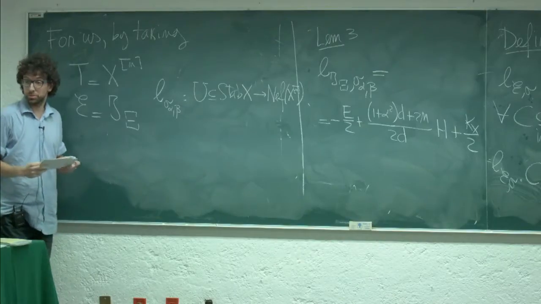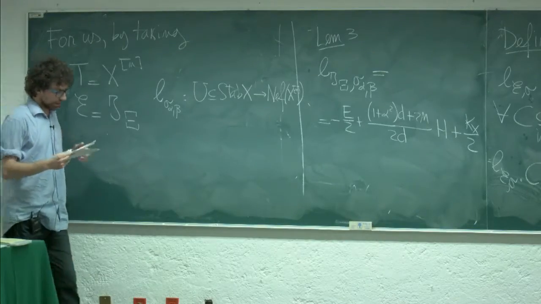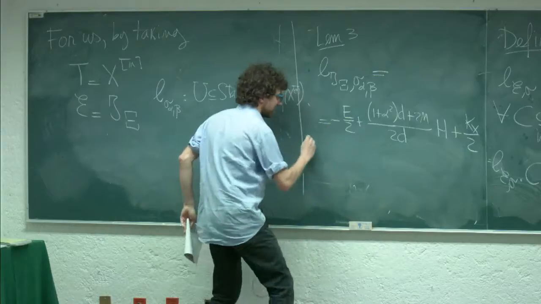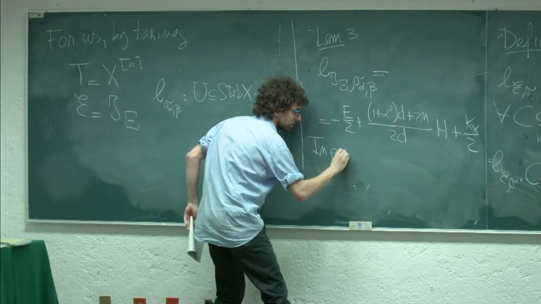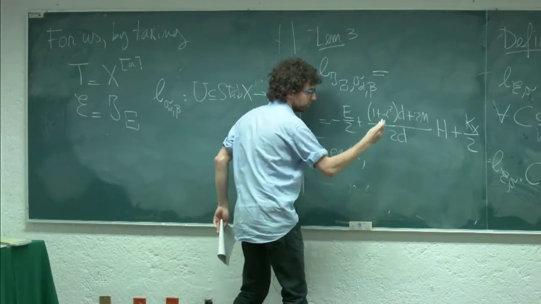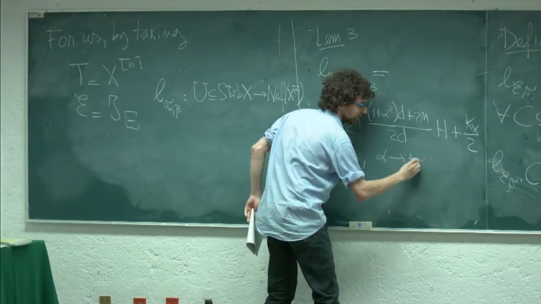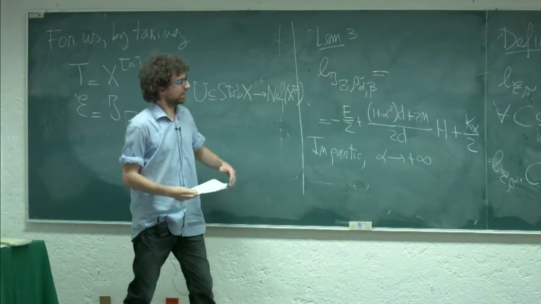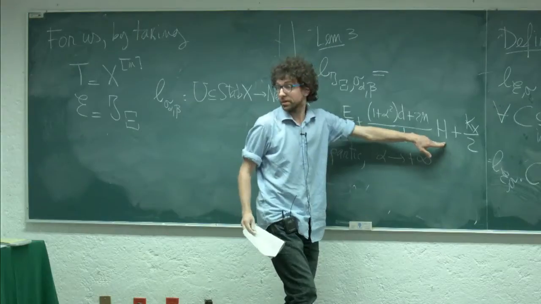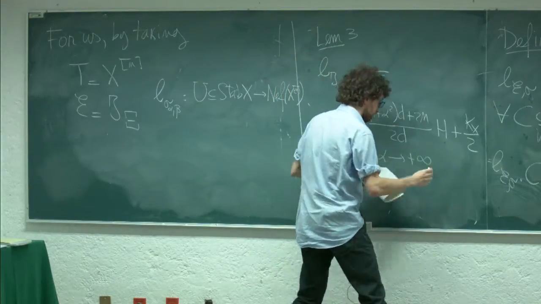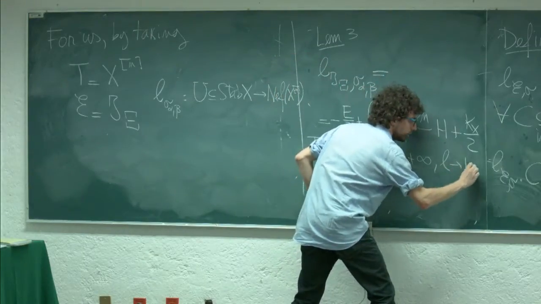Okay, so that's a computation. That required nothing. And let me see what happens. So if alpha, in particular, goes to infinity, what do I get? Everything disappears except h. So L tends to h.